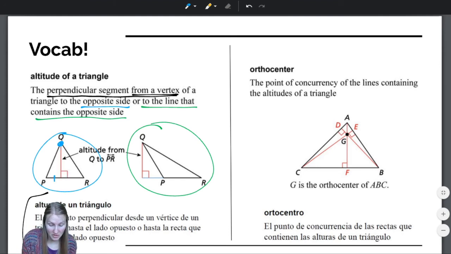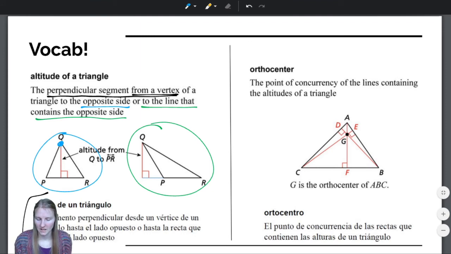Now, don't get confused, this is not a perpendicular bisector. So you cannot put those there. Altitudes are not necessarily perpendicular bisectors. They can be. If you have an isosceles or equilateral triangle, they will be. But if you have a scalene triangle, it won't be.